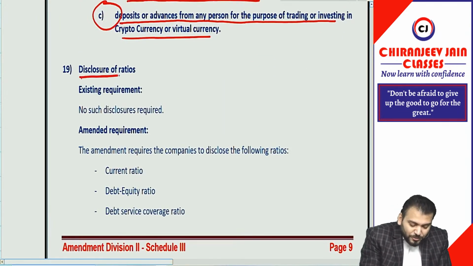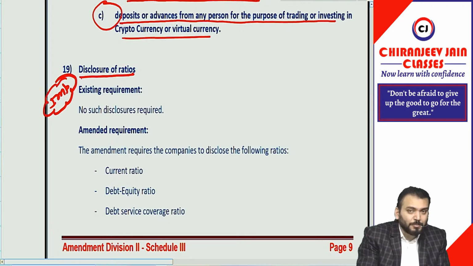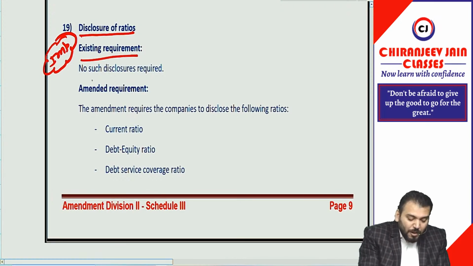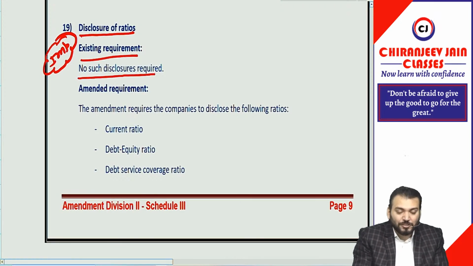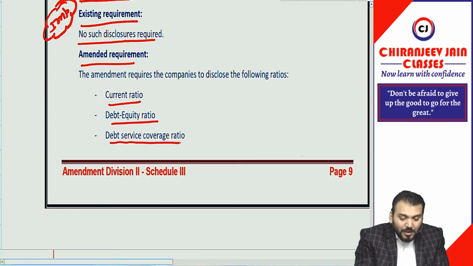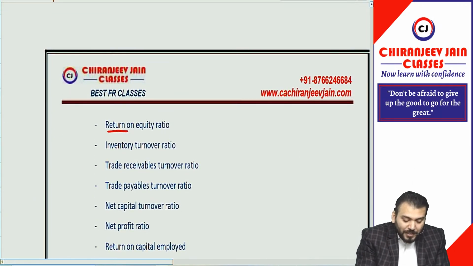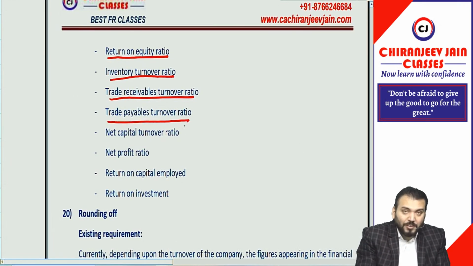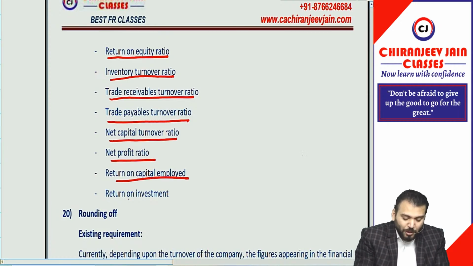Now, this is an important disclosure: ratios. This might be important for the chapter Analysis of Financial Statements because they may ask you to calculate ratios. As per the previous requirement, no ratio disclosure was required. But now we are supposed to disclose the current ratio, debt equity ratio, debt service coverage ratio, return on equity ratio, inventory turnover ratio, trade receivable turnover ratio, trade payable turnover ratio, net capital turnover ratio, net profit ratio, return on capital employed, and return on investment.